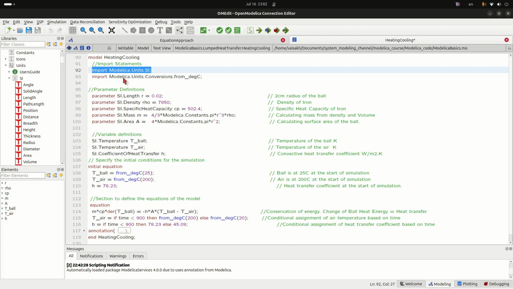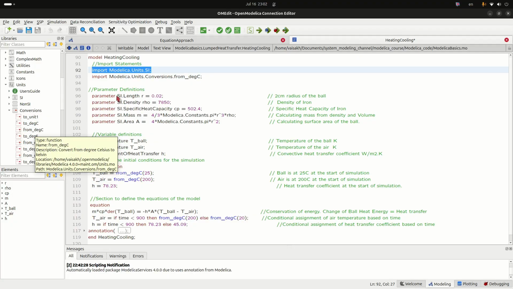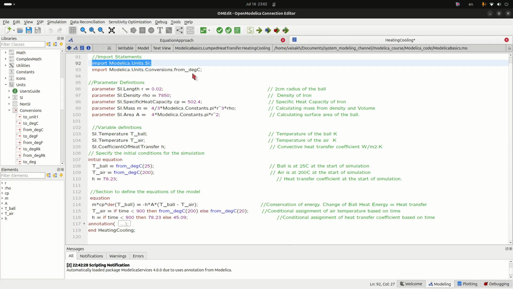And also I'm importing a function from units that we can see here. In units, there is another module called conversion. And we can see that there is a function called from degree Celsius. Within Modelica, all calculations are done in Kelvin scale, but for our convenience, we want to pass values in degree Celsius. So this from degree Celsius function will automatically convert values from degree Celsius to Kelvin so that we don't need to worry about the conversion between Kelvin and degree Celsius in each step.